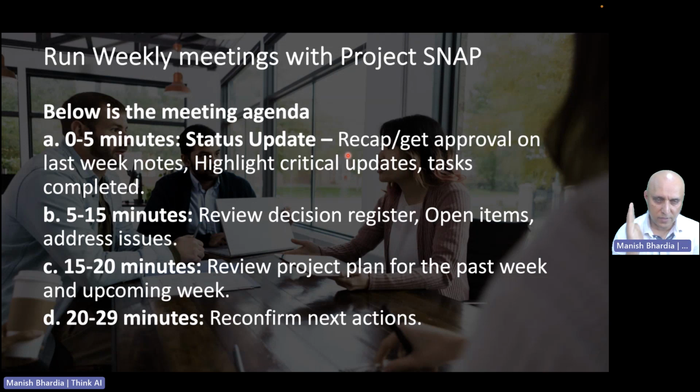Initially, start by saying, okay, last week's meeting notes were this. Let's review. Does anyone have any input? When the client says no, you record a line saying that last week's meeting notes are approved. Now present this week's meeting updates: tasks completed, anything you want to review in the decision register, open items, issues. You can cover that in the next 5 to 15 minutes. Then in 15 to 20 minutes, review what will happen in the next week and wrap up.